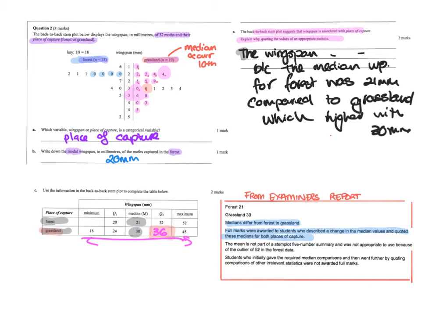The mean is not part of the stem plot 5-number summary and was not appropriate to use because of the outlier. Remember I said the mean's not a resistant statistic, so it will get affected, so you wouldn't use it. And students who initially gave the required median comparison and then went further by quoting comparisons of other irrelevant statistics were not awarded full marks. So don't worry, go with what's obvious, and that's it. Especially because it's 2 marks. That's what they want: the quote of the median of what's different and the actual values. There's your 2 marks, okay?